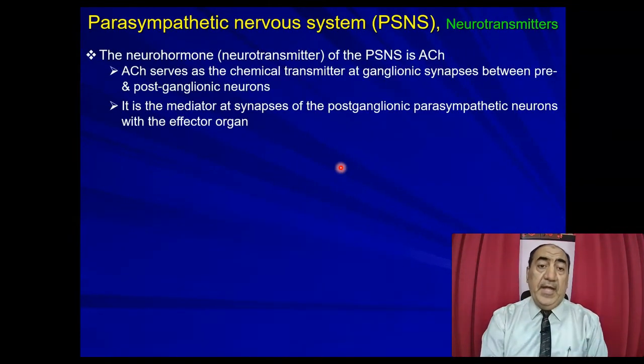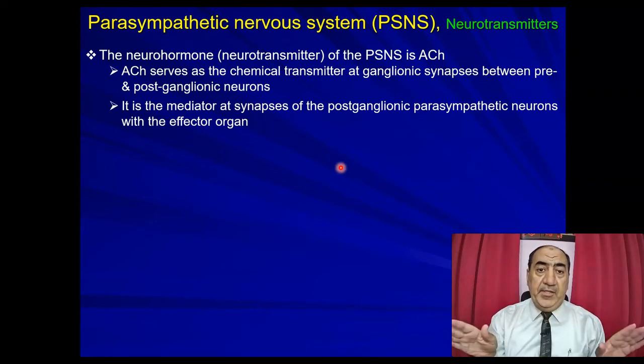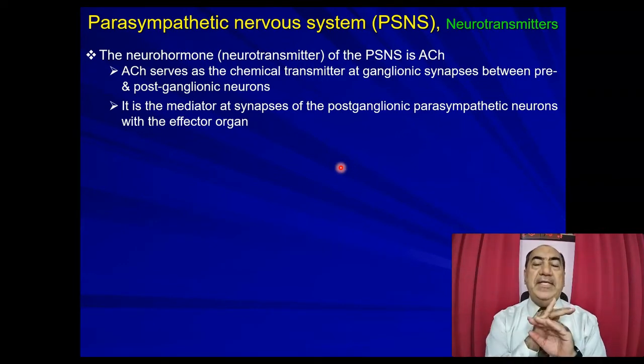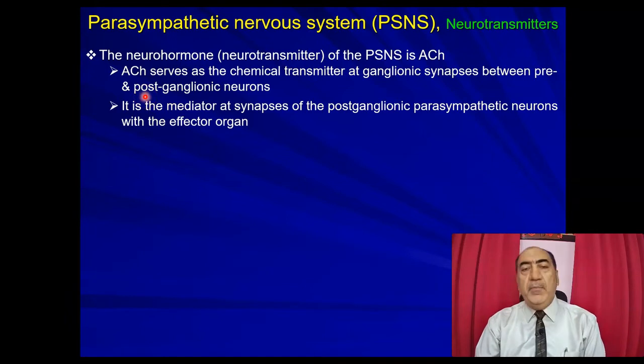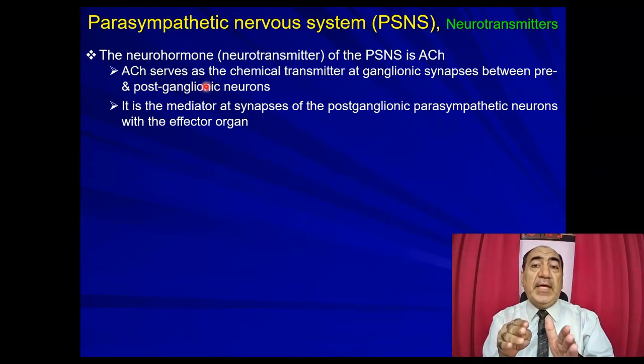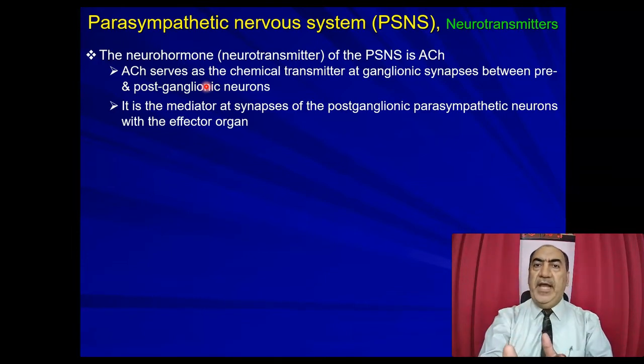And the neurotransmitter in the parasympathetic nervous system, all the way, is acetylcholine. From the preganglionic to the postganglionic, acetylcholine, okay? So a chemical transmitter at the ganglionic synapses between the pre- and postganglionic neurons. We talked last time about the transmission, if you remember. Remember the action potential until the end of the preganglionic neuron, then there will be a release of chemical transmitter all the way. It's acetylcholine. No confusion. Acetylcholine, okay? Whether it is sympathetic or parasympathetic.